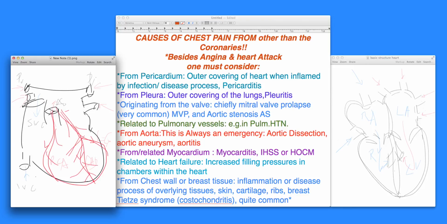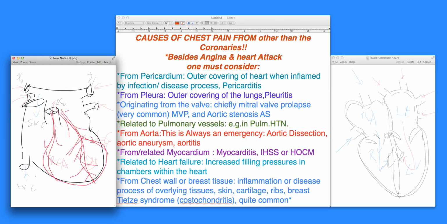a result. Pulmonary vessels, these are the pulmonary veins here, and then the pulmonary artery here. Obviously, when you have a lot of congestion going on because of the valvular problems or congestive heart failure, it's called pulmonary hypertension. And that'll give you a cause of chest pain to use as a differential diagnosis.